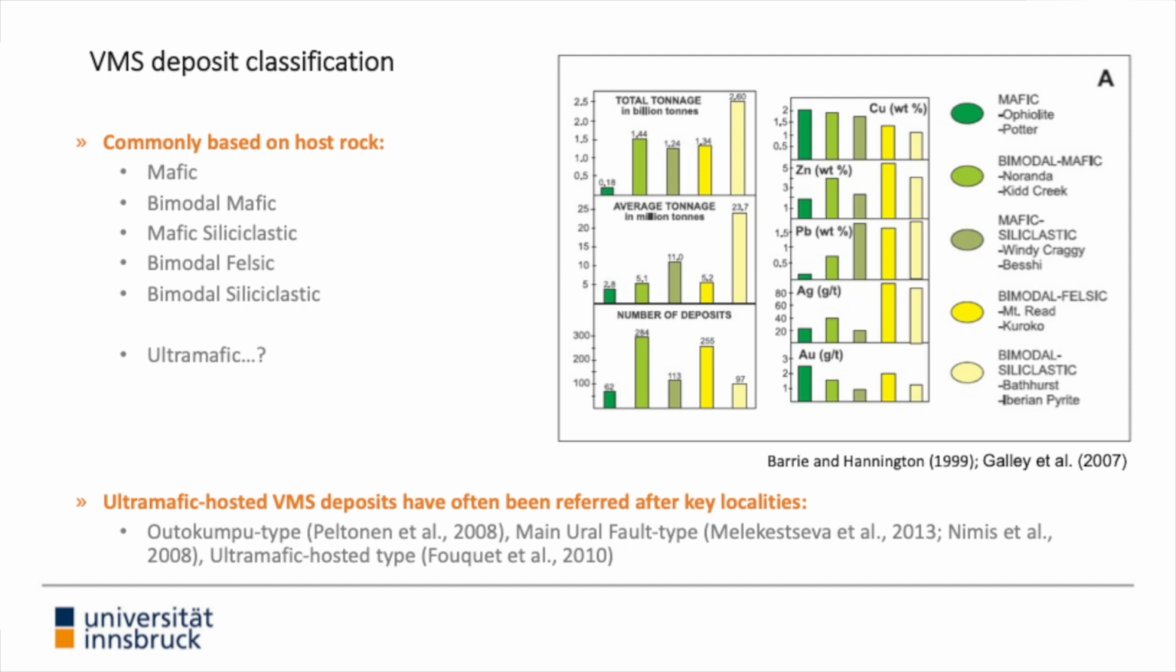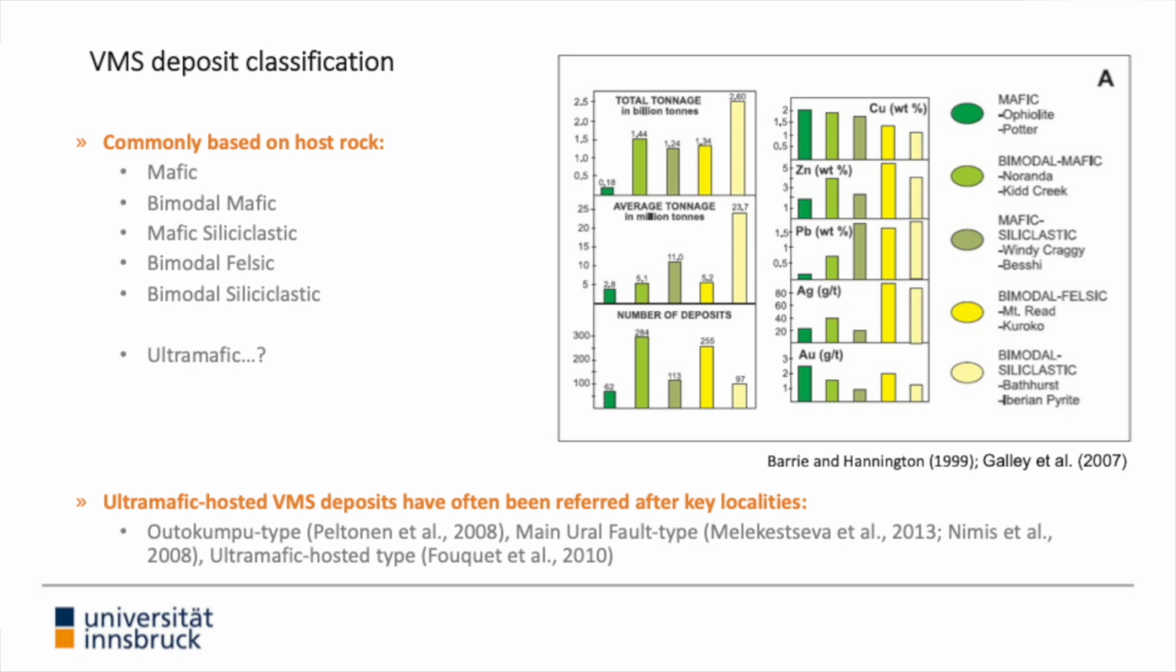So this is all very normal for VMS deposits. And the question that we have today is that maybe we should consider another subgroup, which is the ultramafic ones, and why we should be interested in those ones. So ultramafic-hosted VMS deposits are not new by any means.